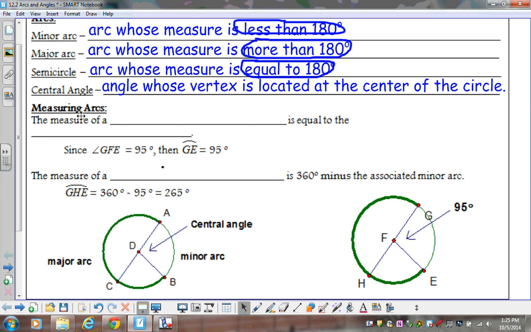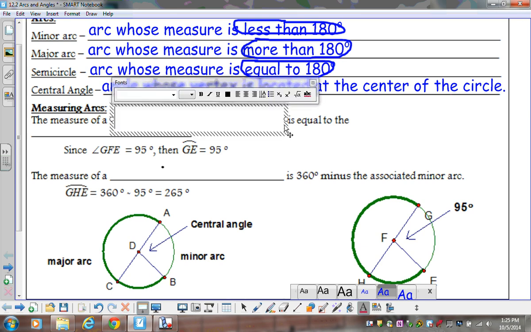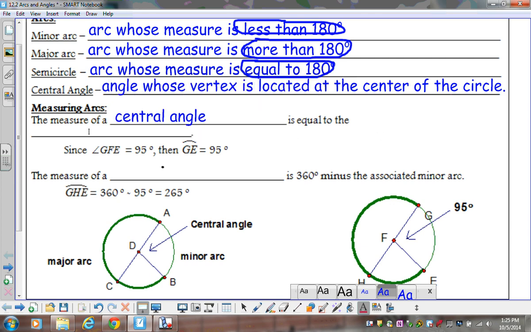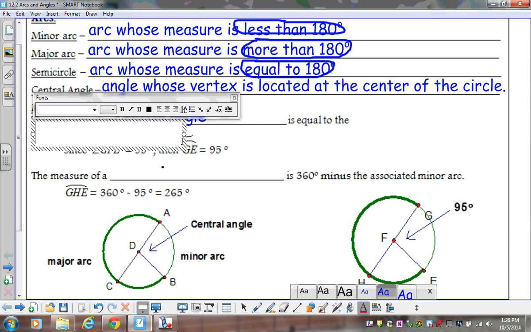All right, now measuring arcs. This first piece is going to be dealing with the central angle and its intercepted arc. And the relationship here is: the measure of a central angle is equal to the measure of the intercepted arc.